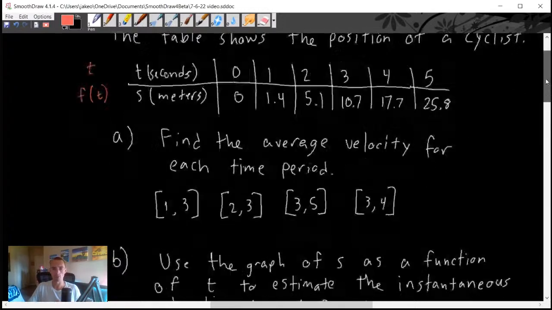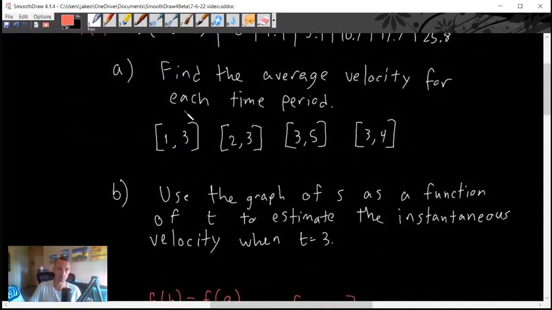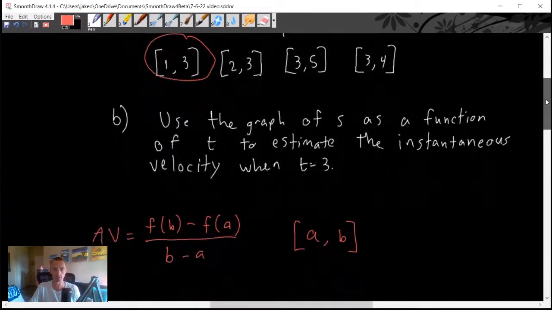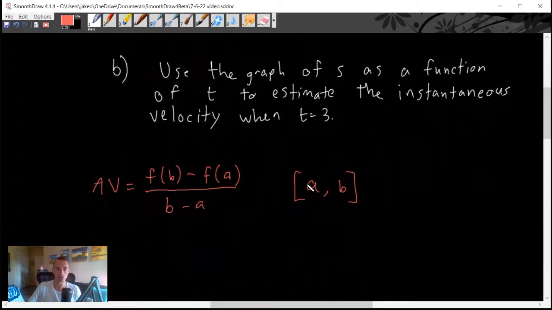So what we can do, let's start with this first interval here. If we want to find the average velocity over the interval 1 to 3, we can basically just go down here to our average velocity formula. We're going to look at the interval from 1 to 3. You're going to say b is going to be 3, a is going to be 1. So you're just going to replace these b's and a's with 3's and 1's.